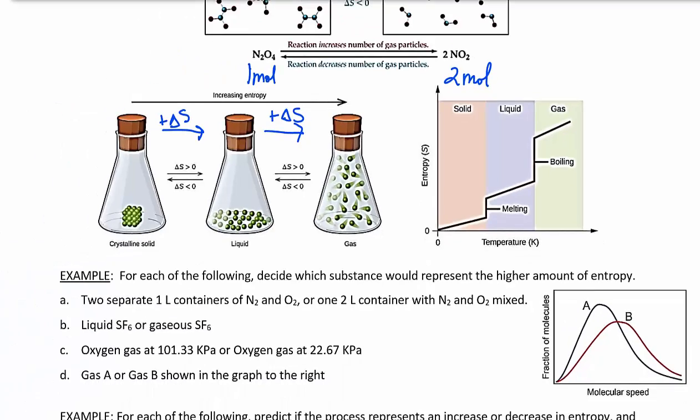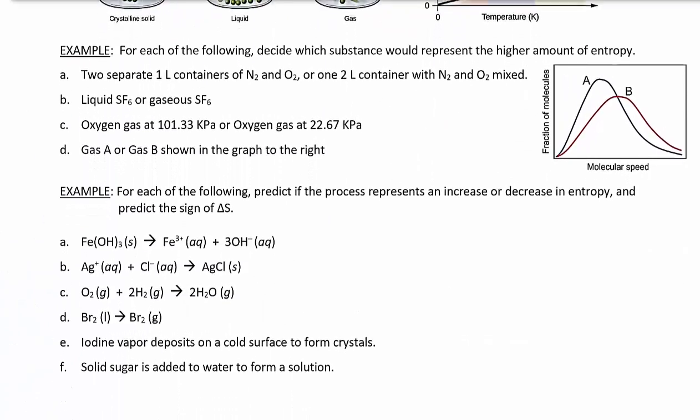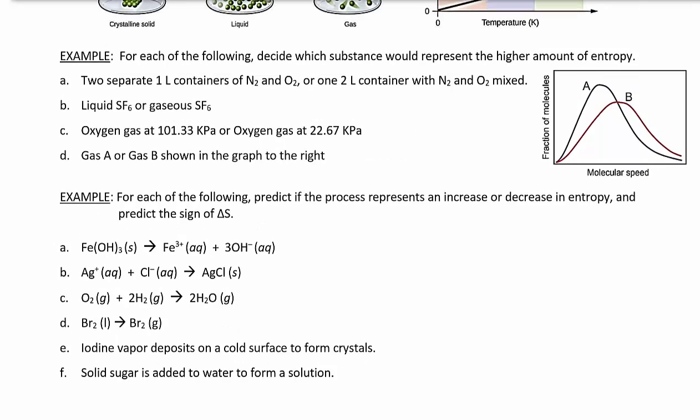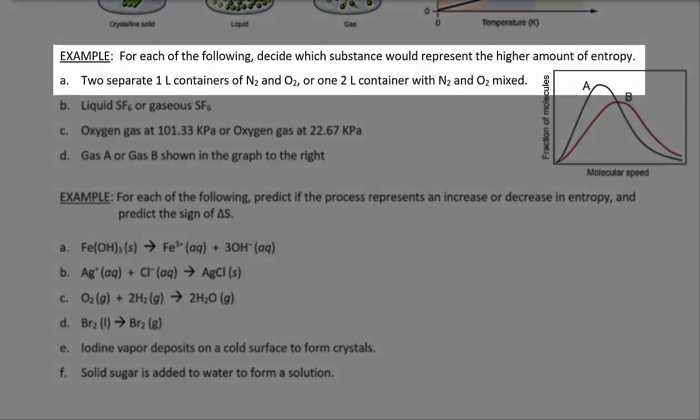All right, let's talk about this next example. For each of the following, decide which substance would represent the higher amount of entropy. 2 separate 1 liter containers of nitrogen and oxygen. So basically we have a 1 liter container of just nitrogen and a 1 liter container of just oxygen, or a 2 liter container with nitrogen and oxygen mixed.